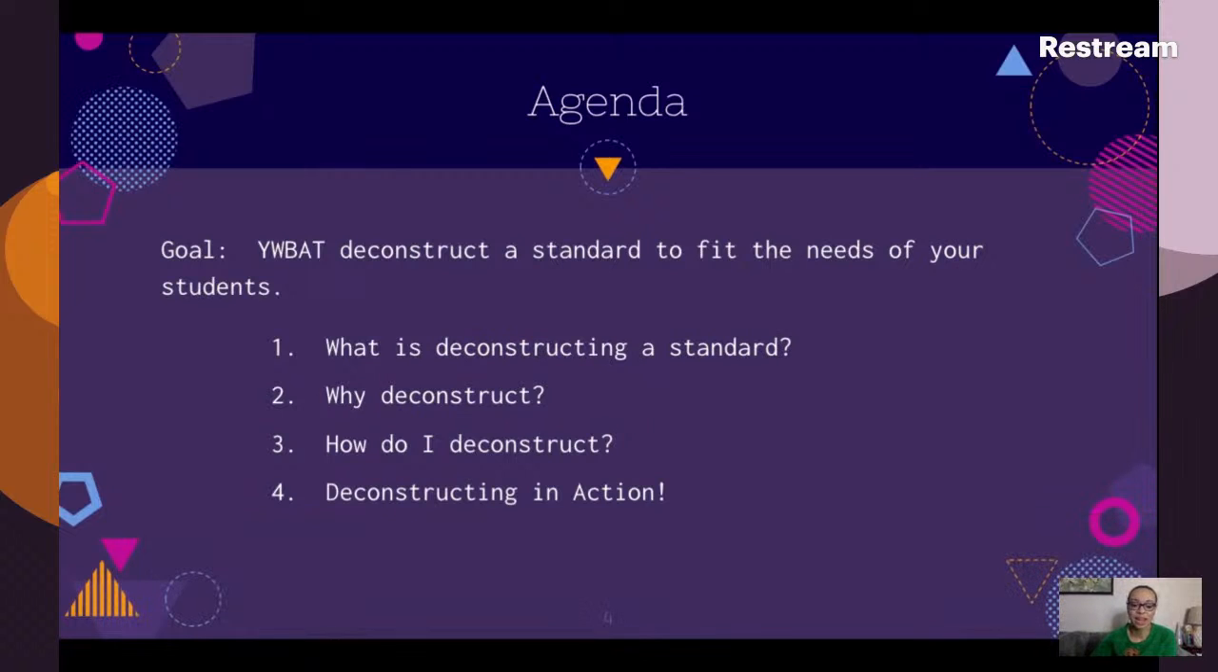All right. Now, the agenda for the day. The goal is that you would be able to deconstruct a standard to fit the needs of your particular students. I do want to stress that, because the process for deconstructing standards is pretty much standard. However, the angle that I took with this webinar was to not only deconstruct your learning standards, but also begin to determine what are going to be your priority standards as you teach your lessons. So there are additional steps that will help you think about what exactly you would need to teach once you pull those skills out of your standard. I'm going to talk about what deconstructing a standard is, why we deconstruct standards, how I deconstruct a standard, and then actually walk through the process of deconstructing a standard.